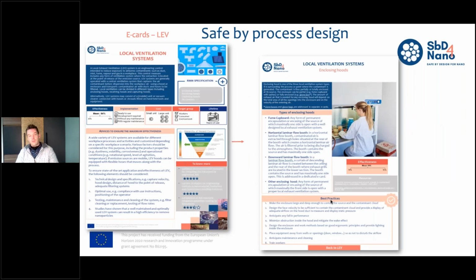So this is what the e-cards look like in more detail. So you find all the information that I've just told you. On the left-hand side, you see the overall e-cards for local ventilation system, and on the right-hand side, you see the e-cards for the enclosing hoods, which is just one type of local ventilation system that can be used. So if you want to know more, all of these e-cards are available on our Diamonds platform or in the e-infrastructure that will be presented by Rolf later. Next slide, please.